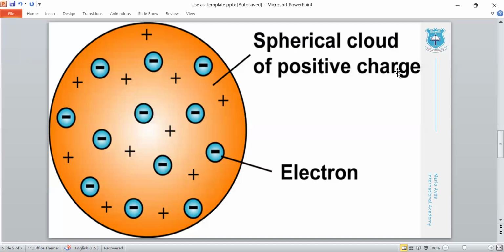You can see this is the model of J.J. Thomson's work. This is how J.J. Thomson viewed atom. He viewed atom as a spherical structure which has positive charges. You can see the positive charge there. And then the negative charge, the one in blue, is termed the electron. All right, this is how Sir J.J. Thomson viewed atom.